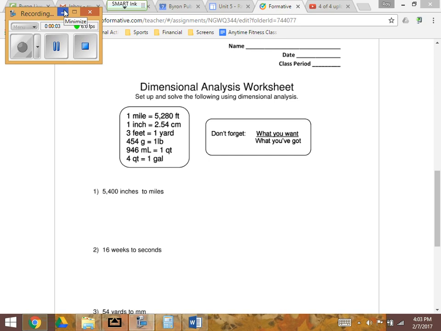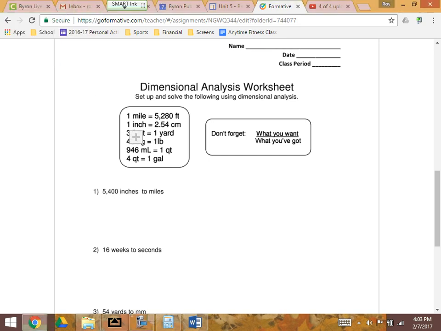Okay, a little bit about dimensional analysis. We're going to use this information here in the worksheet to help us figure out how to convert from one measurement to another. Here's a little helpful hint. We're going to try to keep what you want, that's kind of what you put on the top, and what you've got, you put on the bottom. And we'll talk about that. Basically you put what you want opposite from the things that you're trying to get rid of. We'll go over that as we go through a few different problems here.